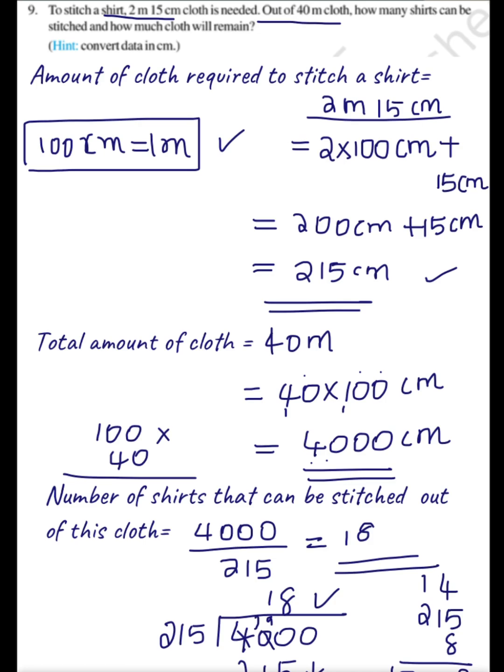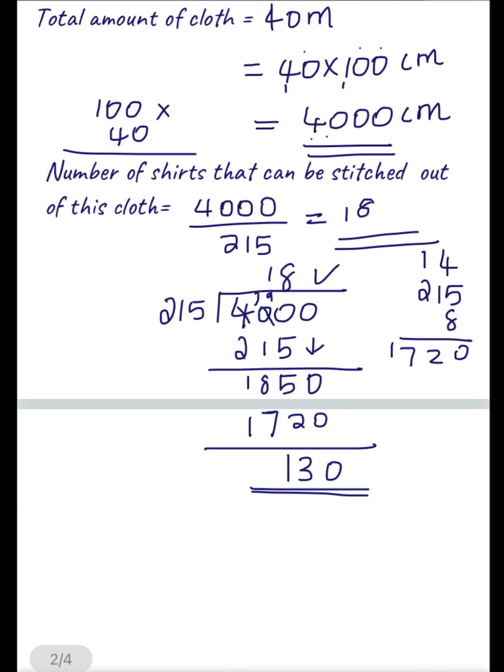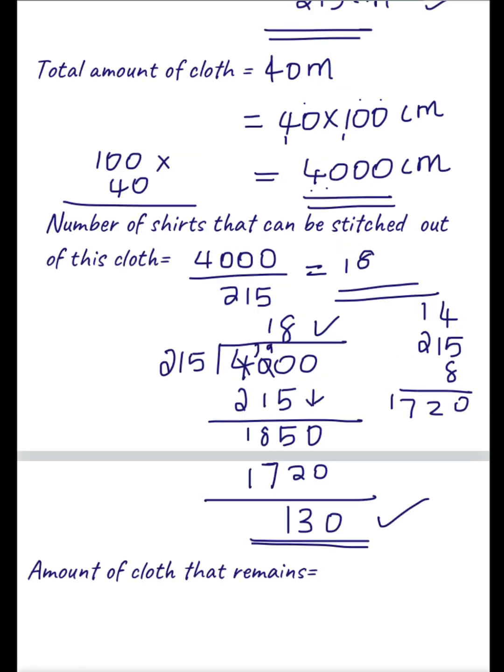But one more question is there. How much cloth will remain? How much cloth will remain means our answer is the remainder. The remainder is 130. 130 remainder means the amount of cloth that remains is equal to 130 centimeter. Let's write it. Here we got the remainder as 130. Since the remainder is 130, you can tell that amount of cloth that remains is equal to 130 centimeter.